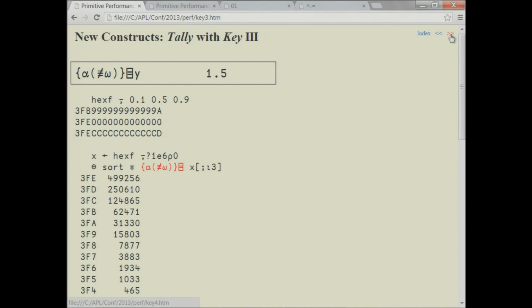Here's a neat one. Hex F is a function from the dfns workspace that gives you the hexadecimal representation of a floating point number. And in particular, the first 3 characters are the sign and the exponent. For our data, the sign is always the same. And the first expression shows that the exponent 3fe are the numbers between 0.5 and 1.